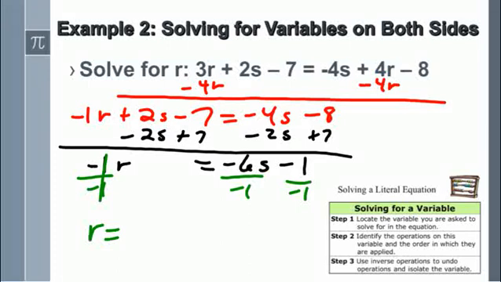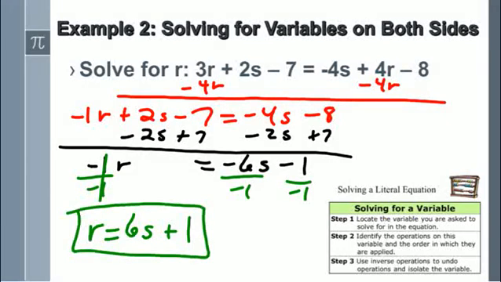6s plus 1. Now here's the tricky part. If you were to put everything over 1, your signs are going to look different because you're going to have a minus 6s minus 1 all over a negative 1. And so that wouldn't be the correct way of writing it because you would need to change all the signs because it really makes it positive. So our correct answer would be r equals 6s plus 1.